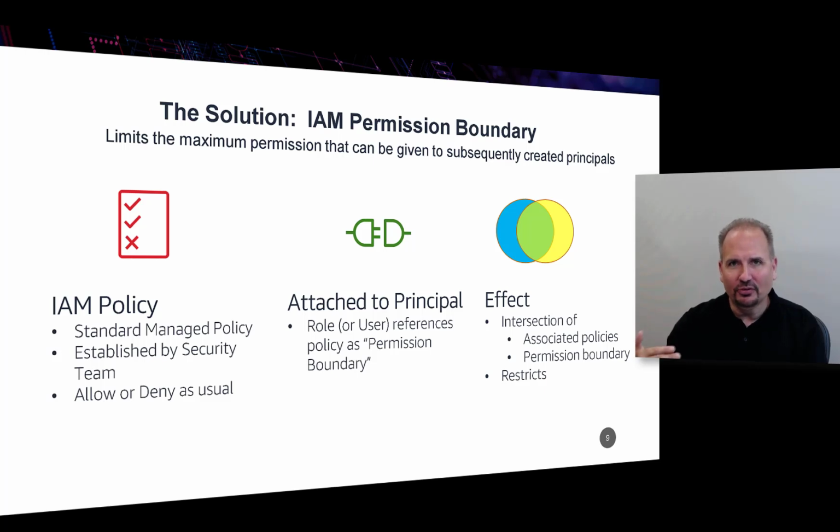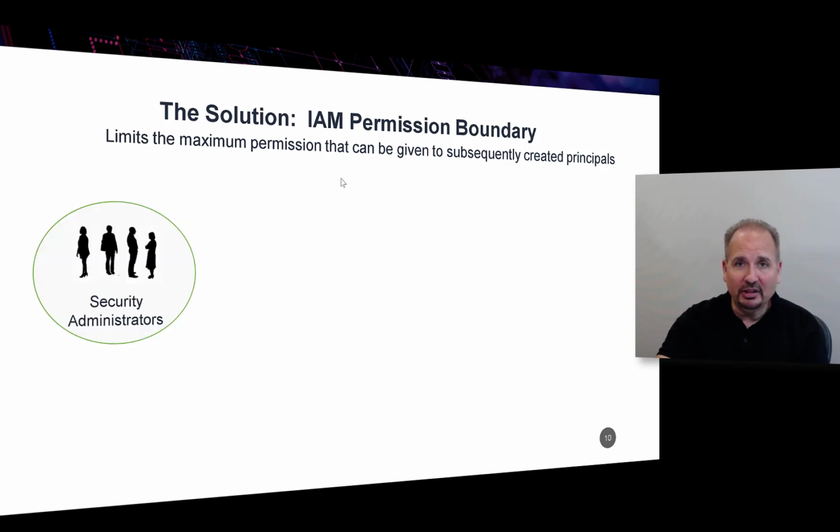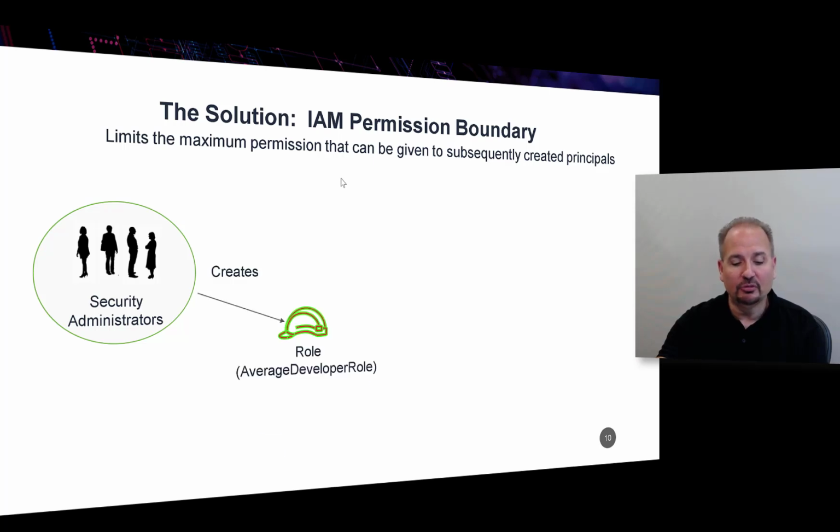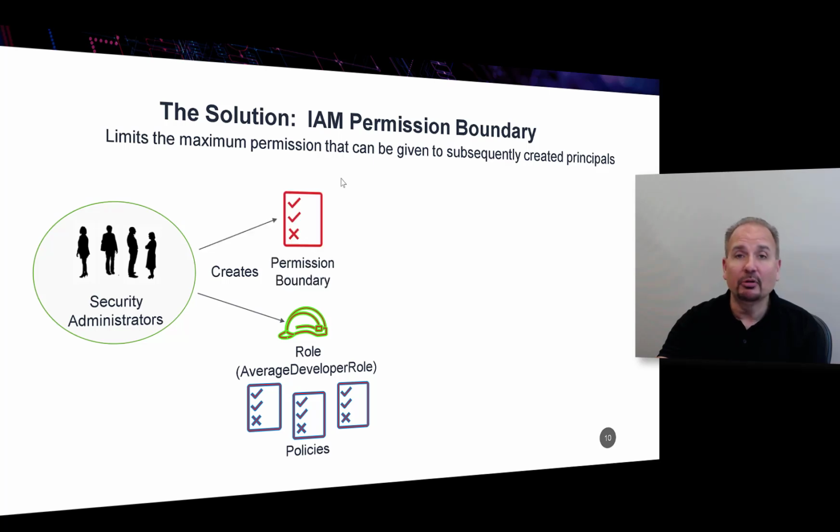So in effect, we can force the boundary to be enforced on all of the various roles that are yet to be created. Now to explain this, let's start with our security administrators. They'll create a role with attached policies as always. Separately, what they'll do is they'll create this permission boundary.